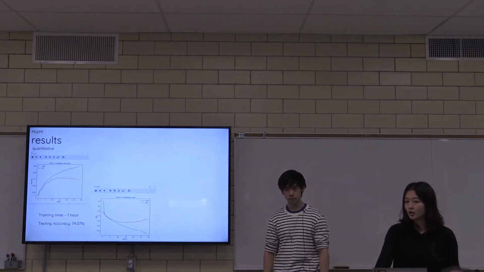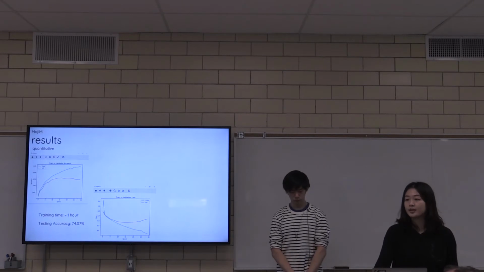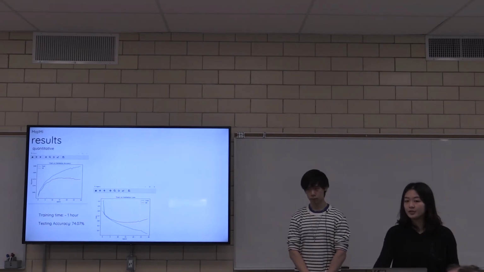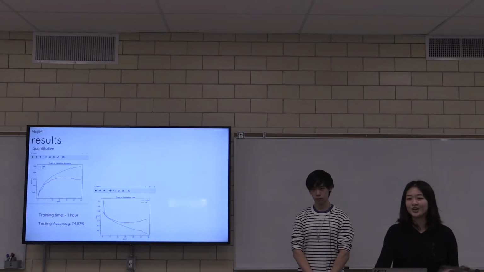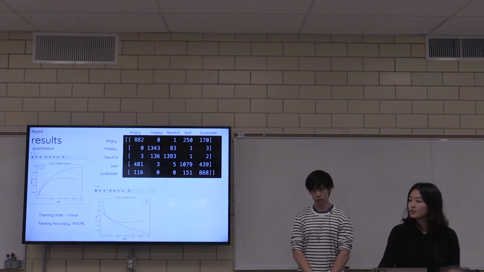So here are our training curves. It took us around an hour to train the 30 epochs, and we obtained the best model parameters at epoch 15 using early stopping, which results in a model with a test accuracy of 74%. So here's our confusion matrix. As you can see here, the model performed the best for happy and neutral, and it gets slightly confused about sad, surprised, and angry.